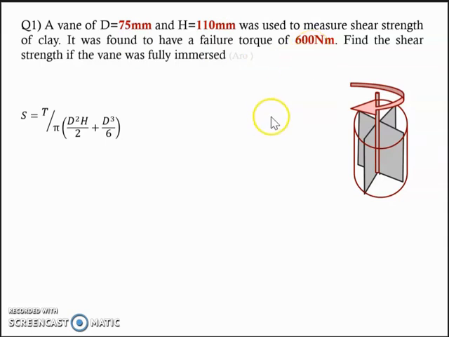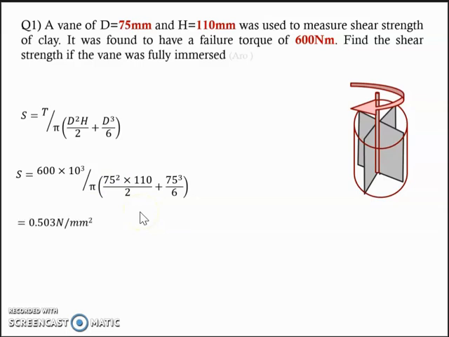So you'll have to keep units consistent, and torque is 600 into 10 to the power of 3 by pi into (d is 75, h is 110), and substituting will give you shear strength 0.503 Newton per mm square, or 503 kilopascals. I would suggest you to work all these problems on your own and try to see whether you are getting an answer similar to the one that is highlighted in yellow.